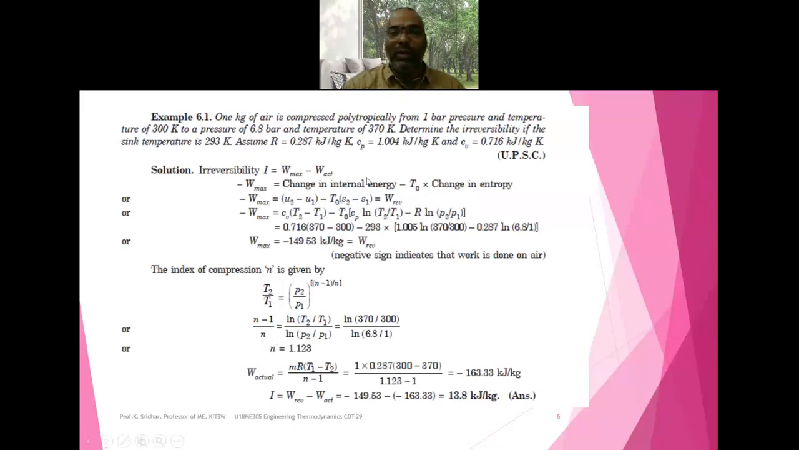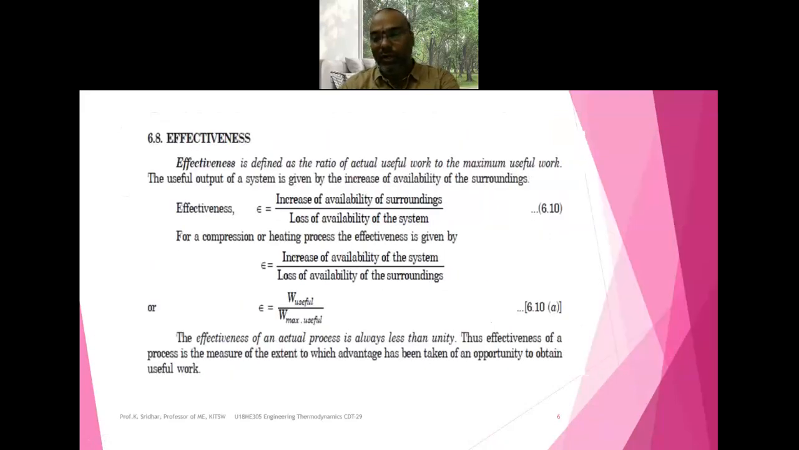Now the main task is to find out the irreversibility. So W reverse minus W actual. From this we are able to find out that 13.8 kilojoules of heat is lost from 1 kg of the air due to this polytropic process which is taking place, according to the irreversibility.